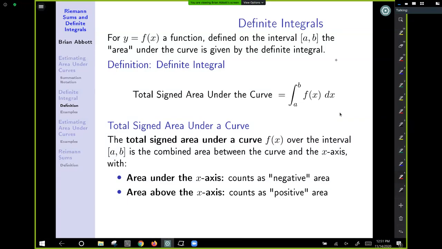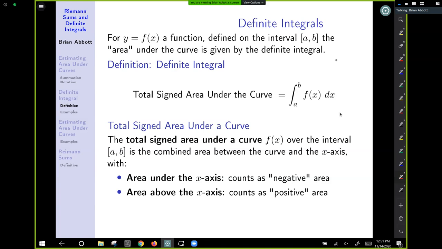A definite integral. So what's a definite integral? Well, just read this. So take a function, define it over an interval as usual, a, b. The area under that curve is given by the definite integral. And I put area in quotes in there, and we'll see the reason for that in a second.